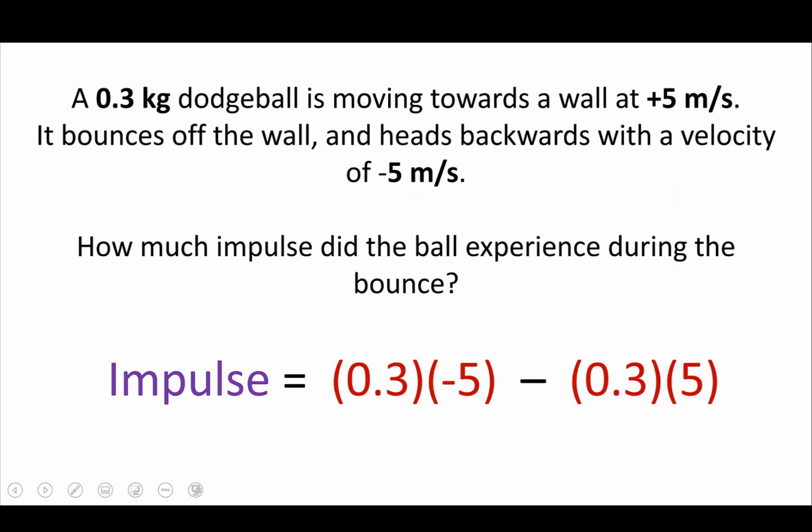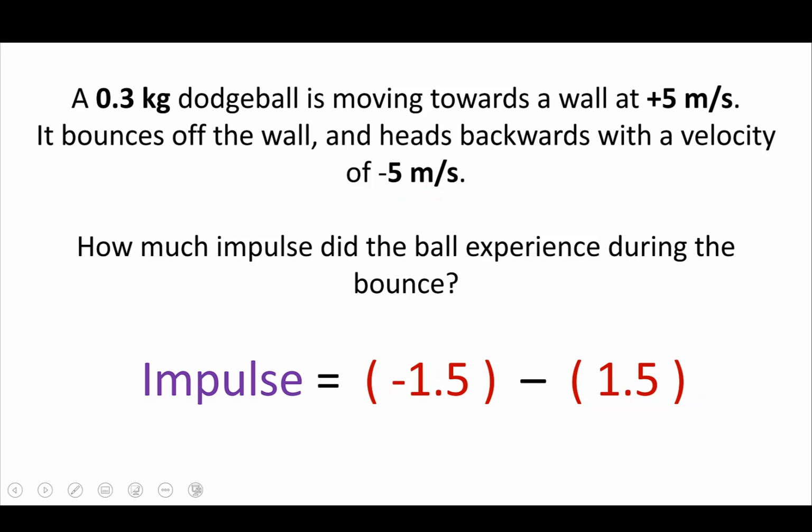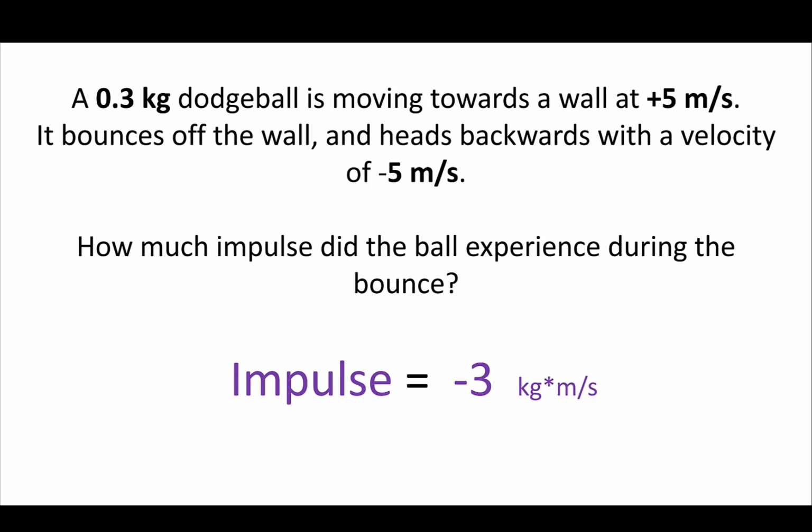You got to be careful because the final velocity is negative 5 because it's moving backwards. So you solve that. You get negative 1.5 minus 1.5, which is negative 3. So the impulse it experiences is negative 3 kilogram meters per second. You're allowed to have a negative impulse if the force is applied against the motion.